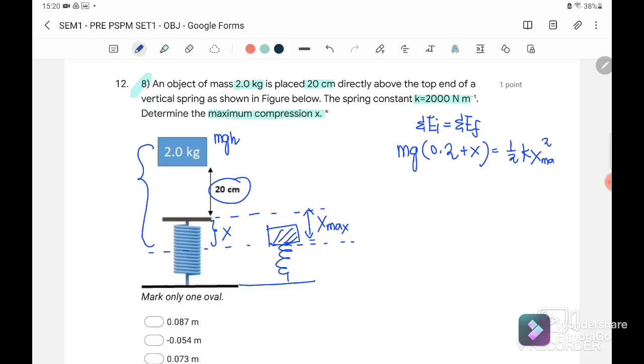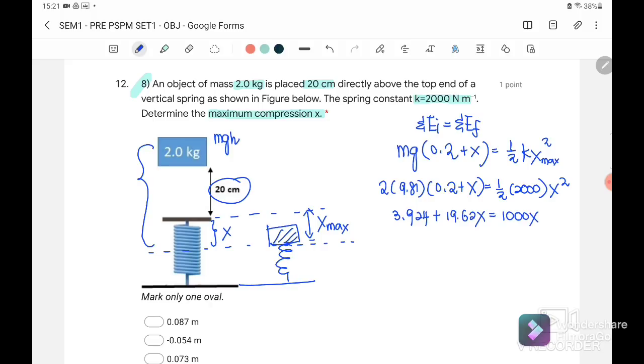Okay, x is the maximum displacement it can compress. So we substitute into the equation. m is 2, g is 9.81, (0.2 plus x) equals half, k is 2000, x squared. If we expand it, we will get 3.924 plus 19.62x equals 1000x squared.